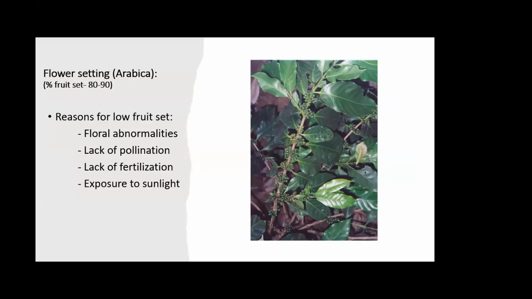If it goes less than the 80 to 90%, the main reasons for this are the floral abnormalities, such as pinking, padding, and snake mouth flowers. And it leads to a lack of pollinations because the stamens and pistils will not be matured. After the pollinations, fertilizations will get affected, and fruit setting will not be there properly in arabica. Also some of the exposure to sunlight, because 2-tier shade canopy is a must for the arabica. If you expose to more sunlight, this pollination and fertilization will be affected. So this is in case of the arabica.